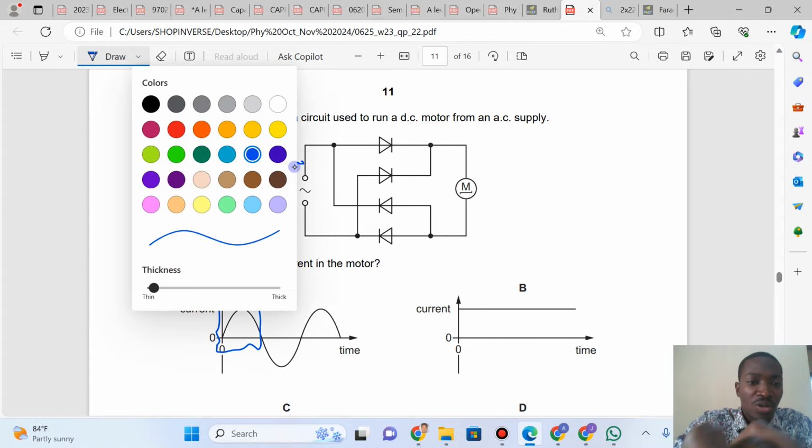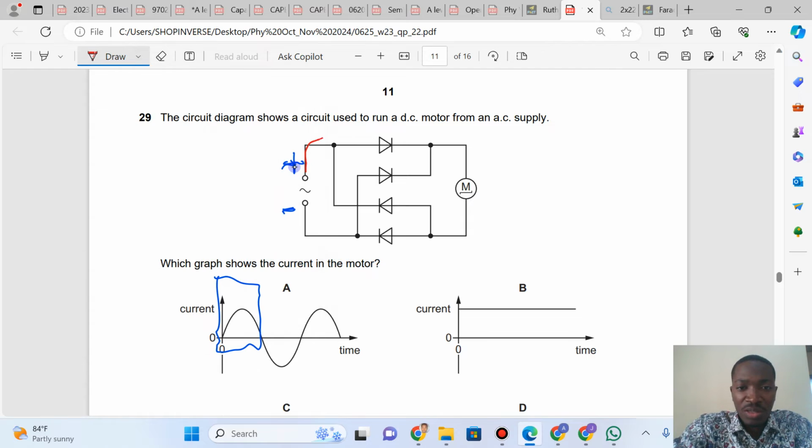So in what direction does current flow? Let me use color red. Current flows this way. The diode here will be forward biased, while this one will be reverse biased. The diode here will be forward biased, okay?